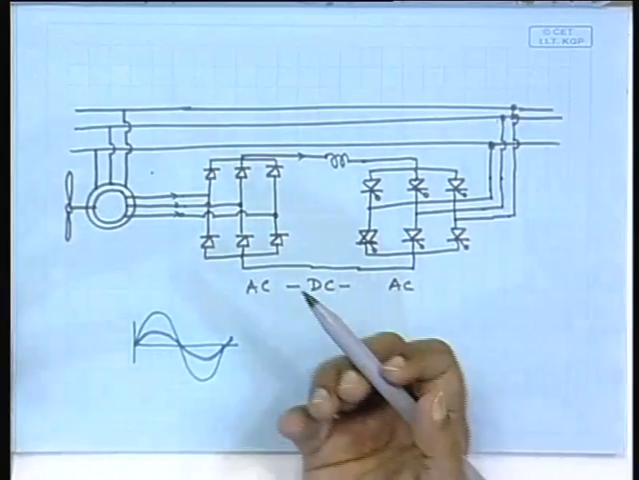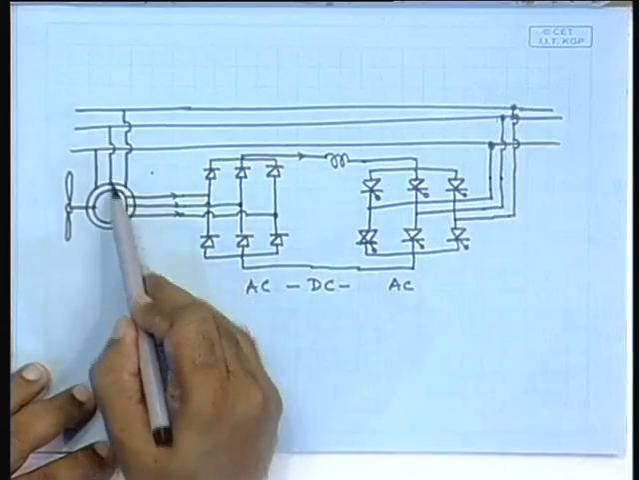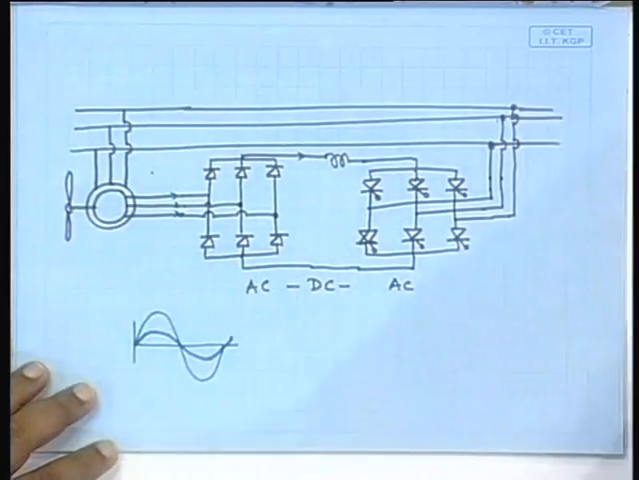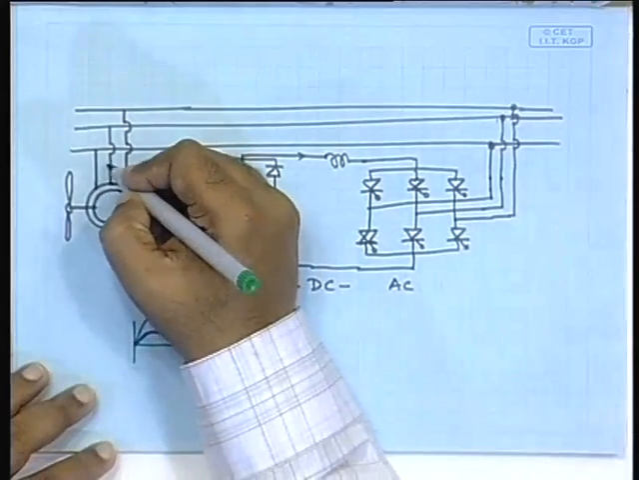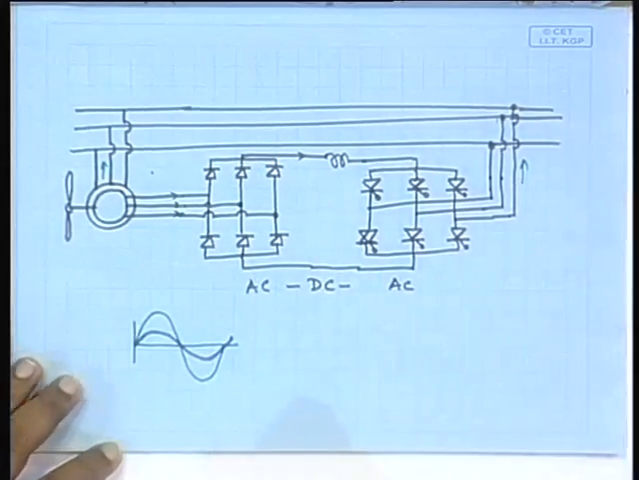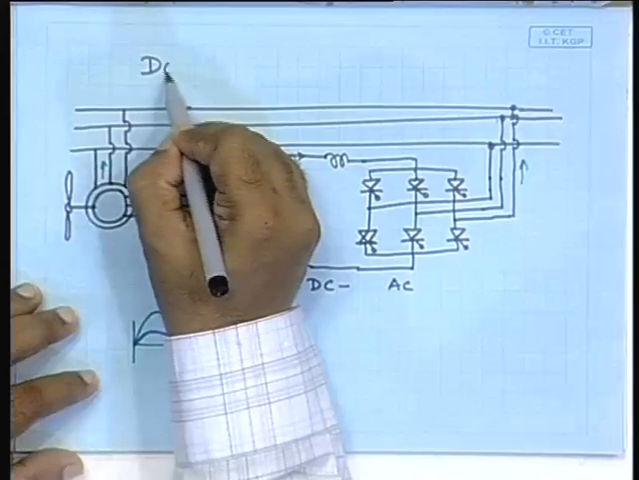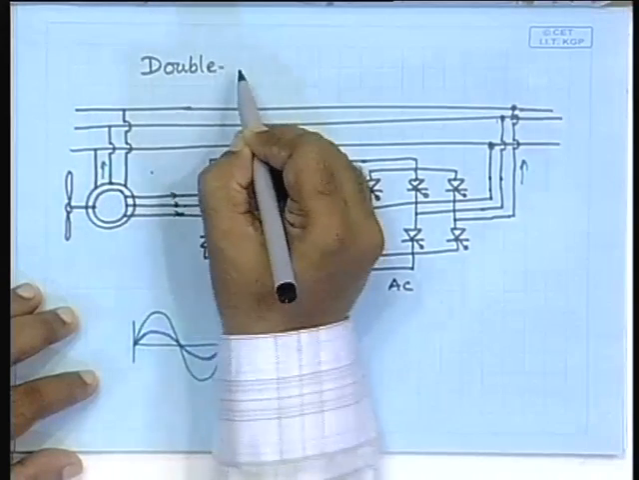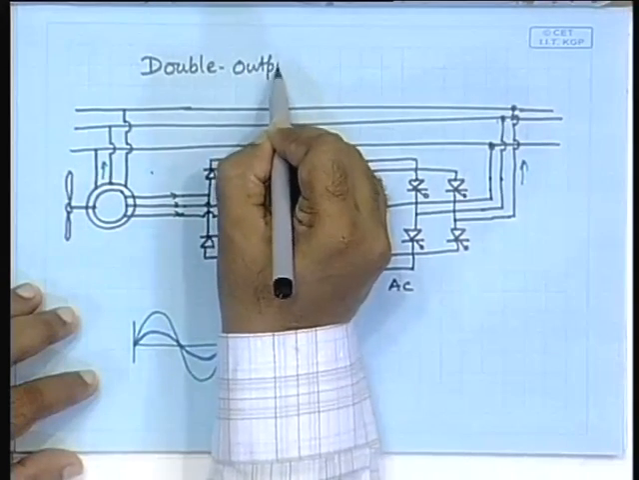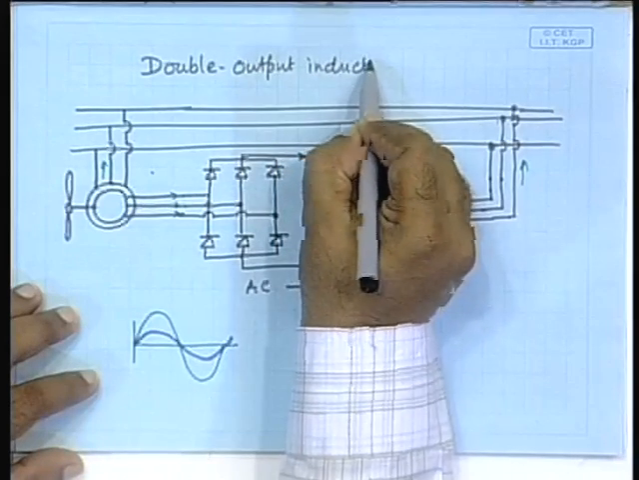So in this case, a single induction machine has two outputs. One output is going this way, and the other output is going this way. That is why this kind of machine is called the double output induction machine.